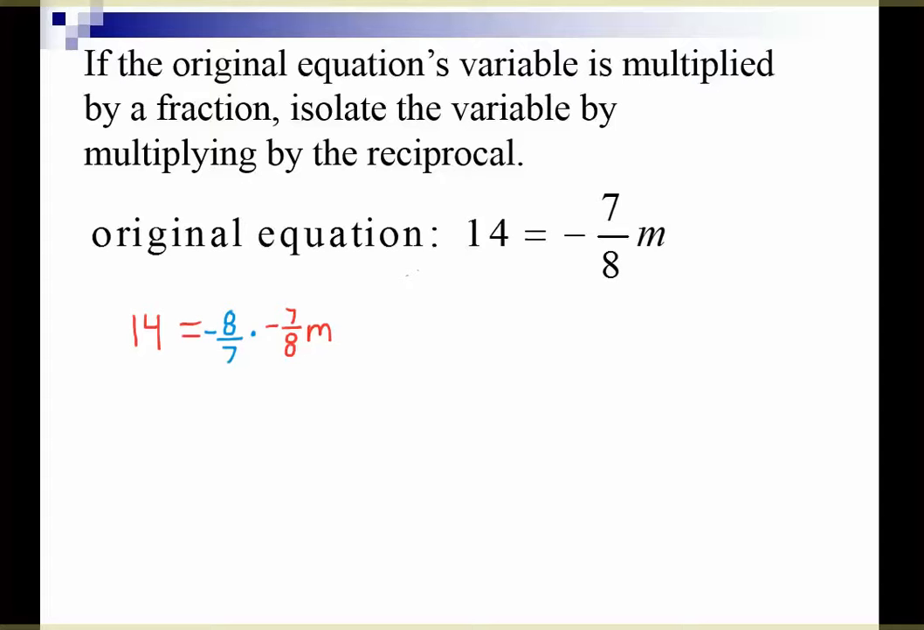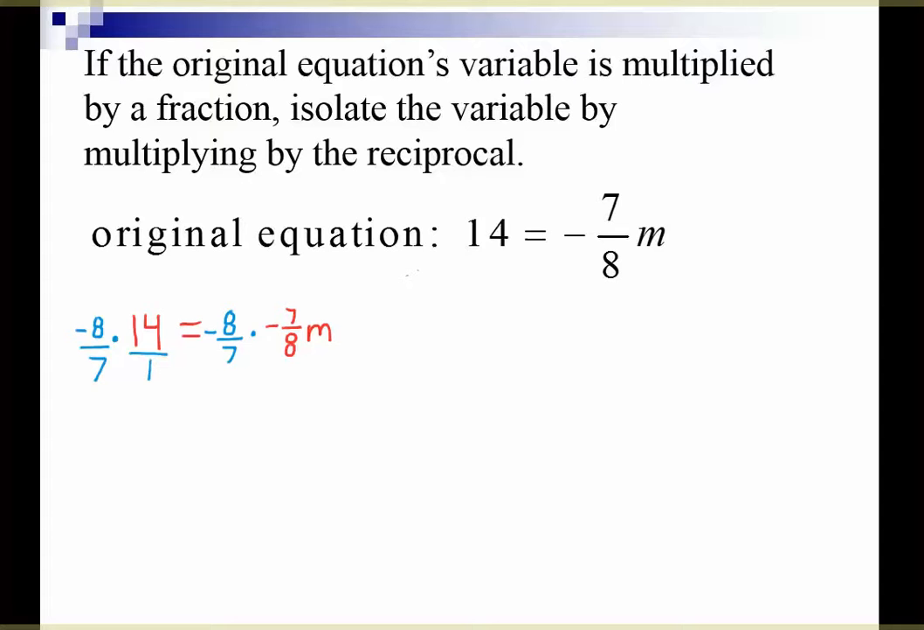And whatever we multiply to one side, we're going to have to multiply to both sides. So that 14 is technically on top. It's like a 14 over 1. Make sure you put the 8 on top and the 7 on the bottom. We're going to multiply this side by negative 8/7 as well.